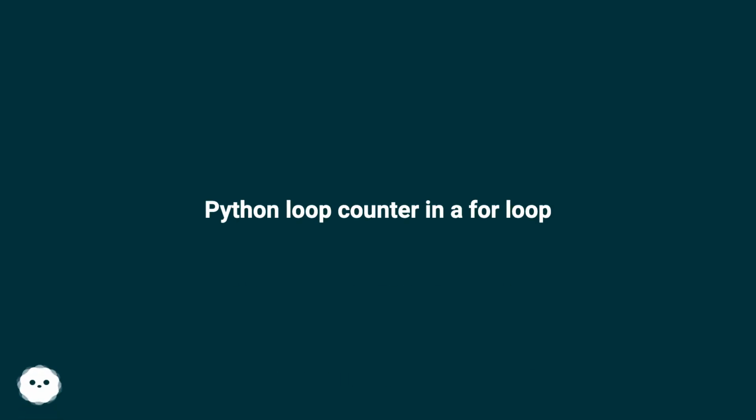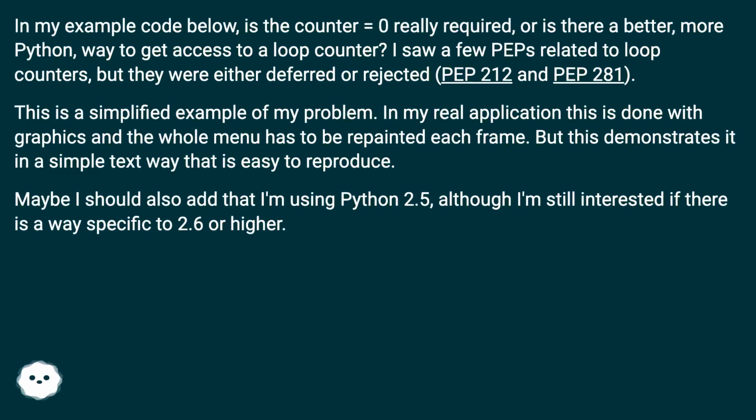Python loop counter in a for loop. In my example code below, is the counter equals 0 really required, or is there a better, more Pythonic way to get access to a loop counter?